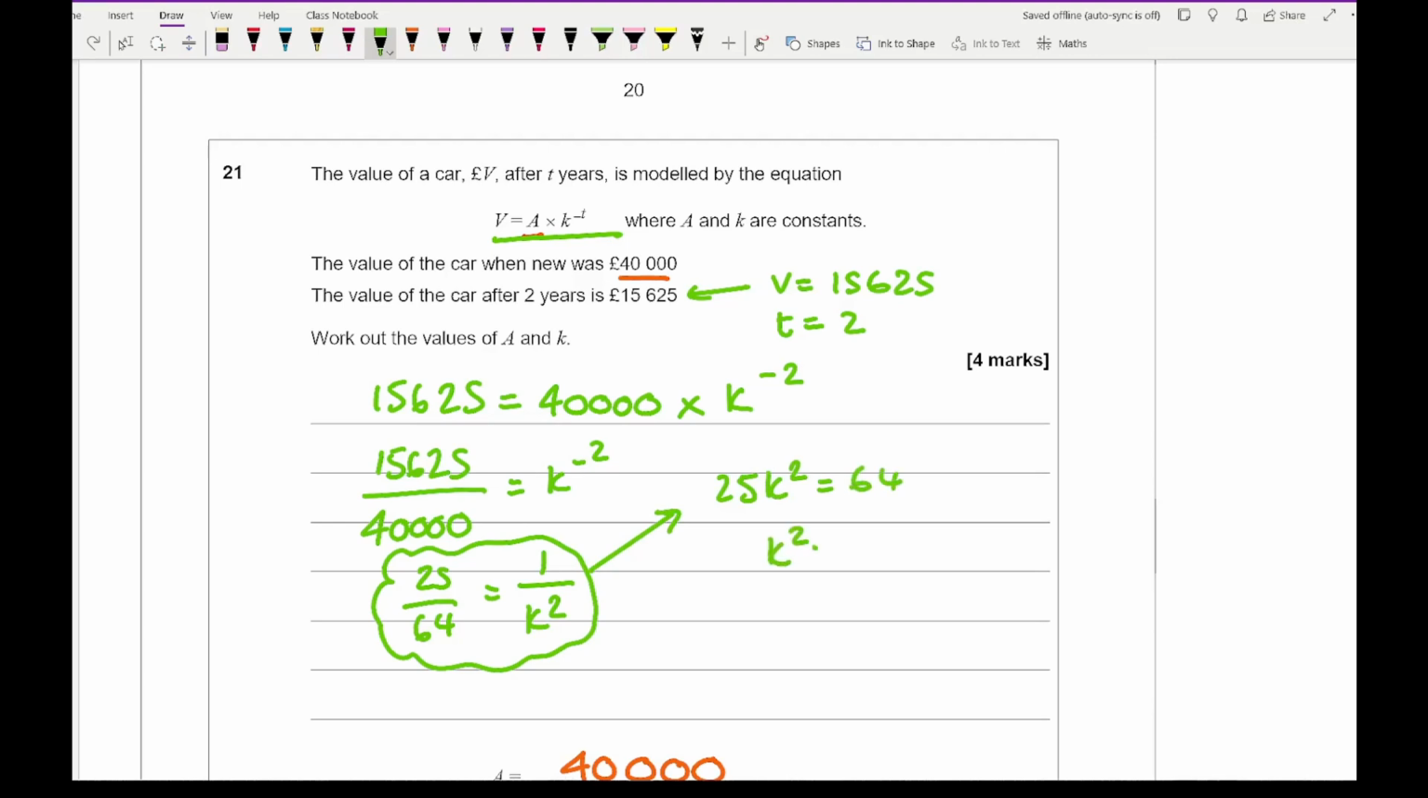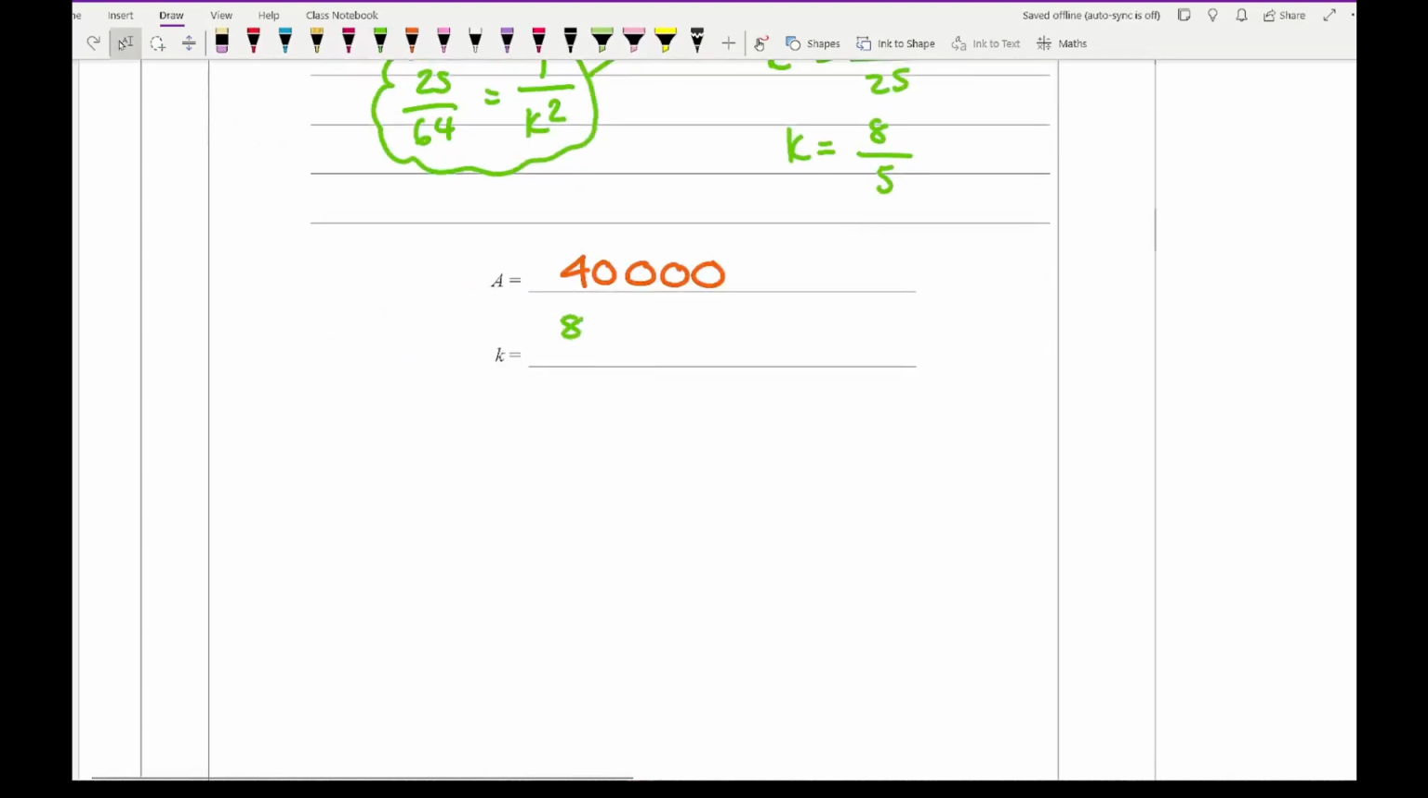So K squared equals 64 over 25. I can then square root, and I get, not 25, I get 64. Square root of 64 is 8, and square root of 25 is 5. Now we don't need to worry about plus and minuses, because we've already got a negative power. We know that it's decreasing, so K equals 8 over 5, or we can convert that into a decimal as 1.6.